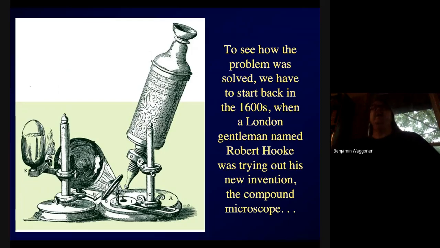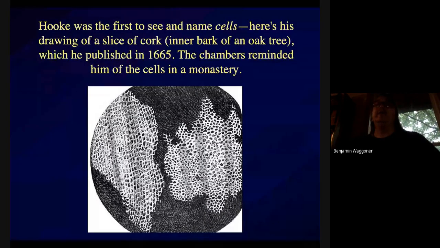And he's the one who looked at a slice of cork and published this drawing in 1665. And he noticed that it was made up of a whole bunch of little chambers. This is the reason why cork floats. It's very light because it's made up of all of these little air-filled chambers. And the chambers reminded him of the cells in a monastery. I don't think this is what he had in mind, but we also use the same word to mean, you know, the cells in a prison. So he called these chambers cells.